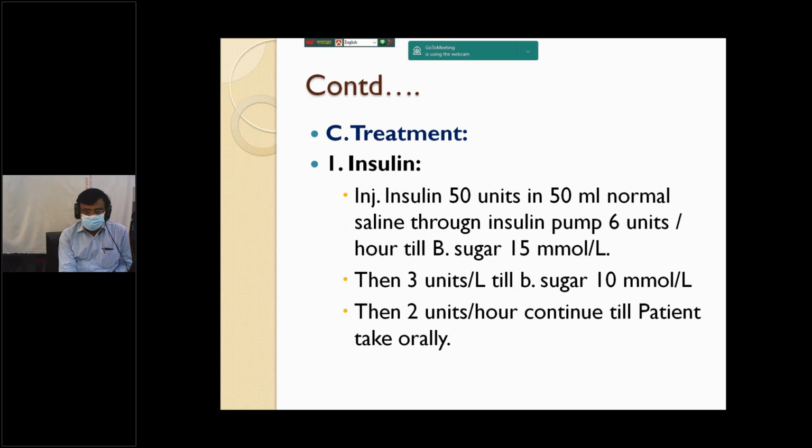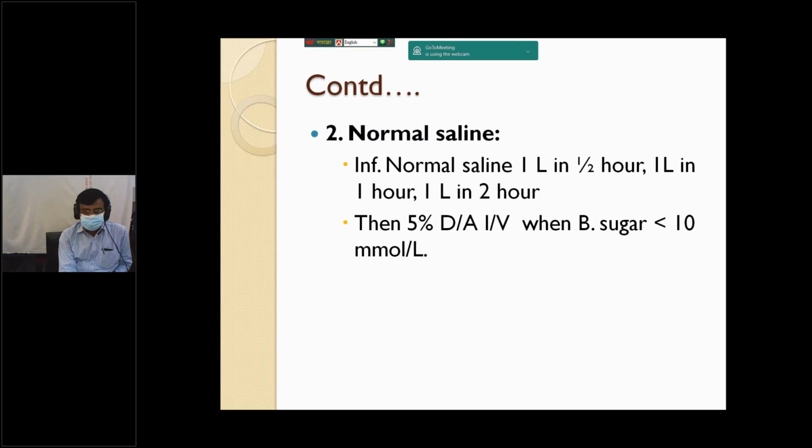Now treatment. Injection insulin 50 units in 50 ml normal saline through insulin pump 6 units per hour, till blood sugar 15 millimole. Then 3 units till blood sugar 10 millimole. Then 2 units till patient can take food orally. Normal saline, 1 liter normal saline should be infused within half an hour, next 1 liter within 1 hour, and next 1 liter within 2 hours. Then 5% dextrose IV when blood sugar less than 10 millimole.